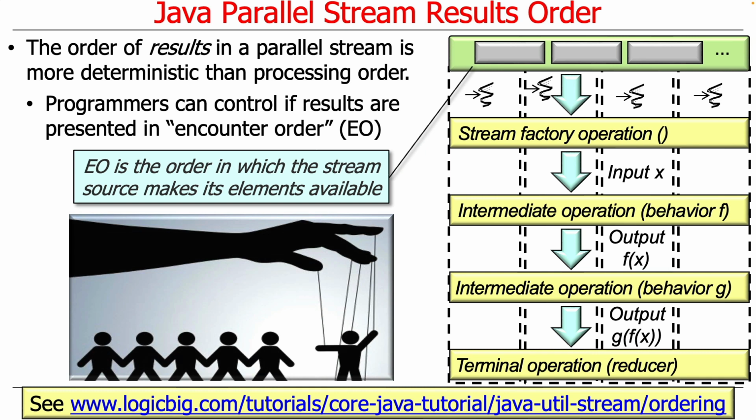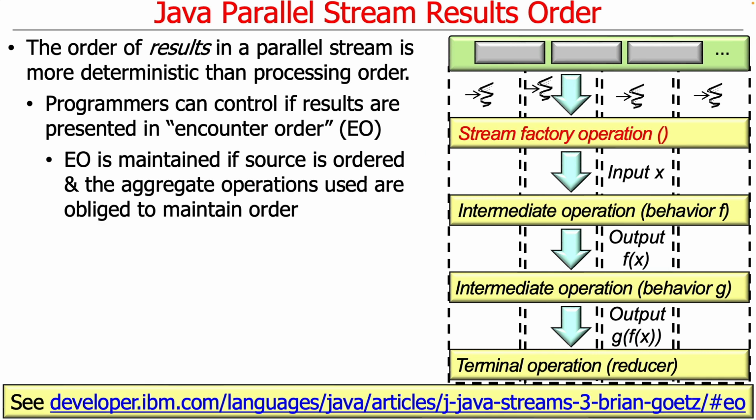For various reasons, sets do not have an encounter order because there's really no, especially a hash set, there's really no rhyme nor reason to how the set is organized internally. It's just hashing the values, so it doesn't matter. So a hash set doesn't have an encounter order. That's a flag that's not set in the spliterator attributes or characteristics.